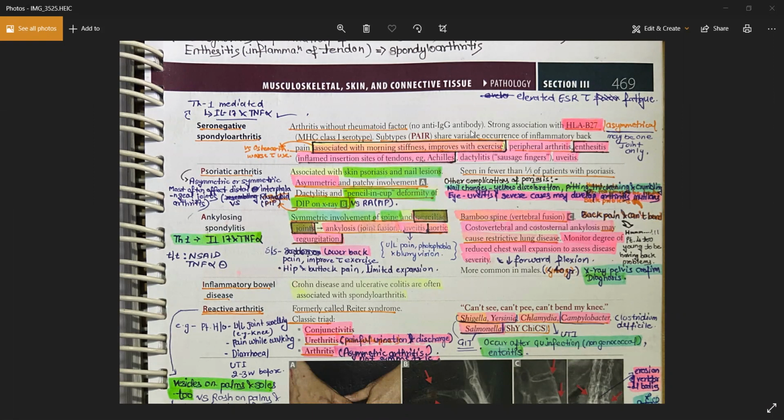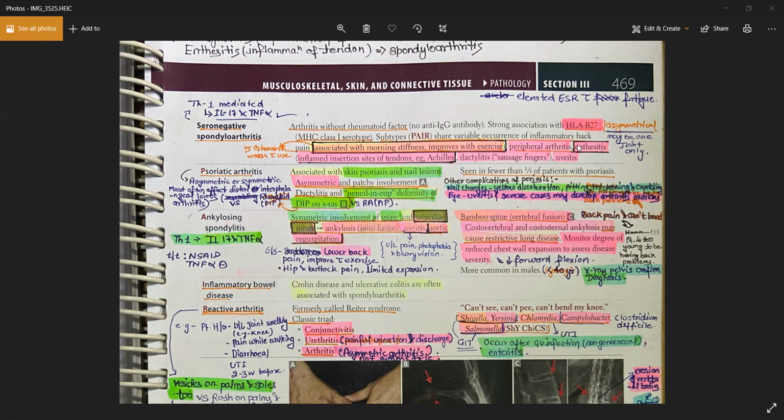Okay, so they are associated with HLA-B27 and HLA-B, A, B, C. These are MHC class 1 serotypes. All the individuals who are B27 have a very high risk of getting these disorders, right? Very important. All of these disorders, just like rheumatoid arthritis, will present with a prolonged morning stiffness in the hands, and this stiffness will improve after exercise.